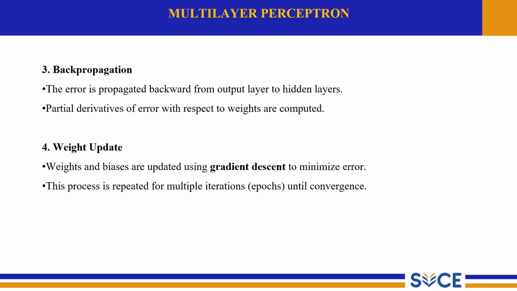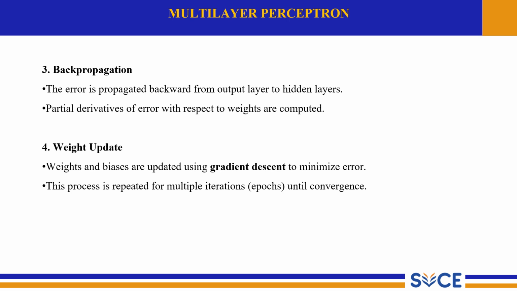So the next one is back propagation. In back propagation, the error calculated at the output layer is propagated backward through the network, moving from the output layer to the hidden layers. The network computes the partial derivative of the error with respect to each weight. This tells us how much each weight contributed to the error, allowing the network to know which weights need adjustments.